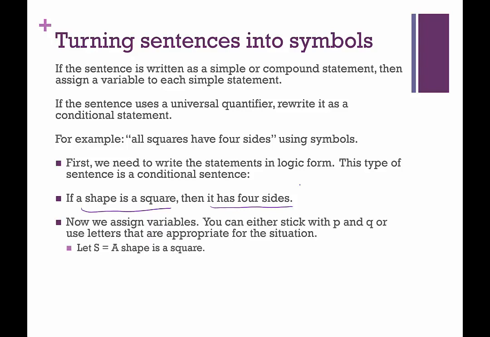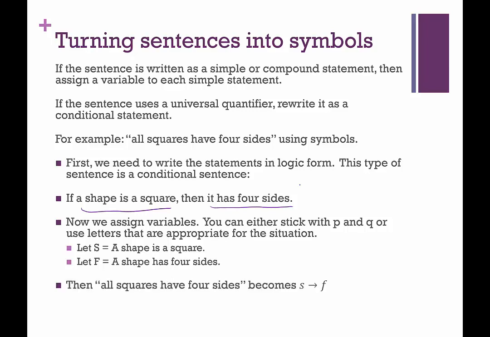When I label my variables going from English sentences, I usually use something that's representative of the sentence. Since we're talking about a square here, I might use S to represent the shape is a square. If you want to use P and Q, that's obviously fine. It's just very important that we label our variables so that everyone knows what we're talking about. And then I might use F to represent that a shape has four sides.